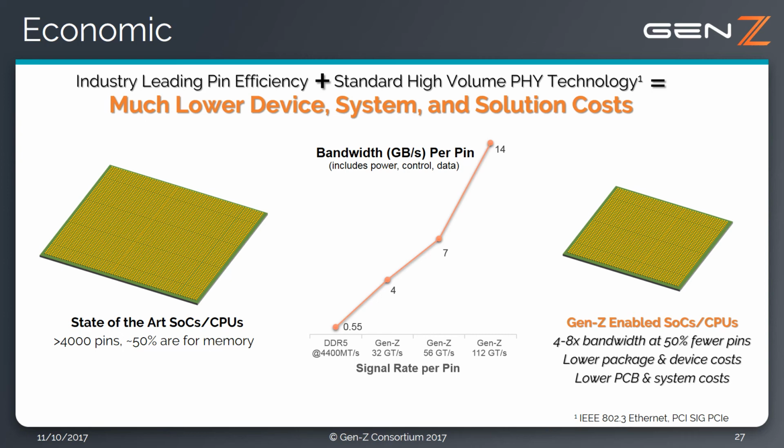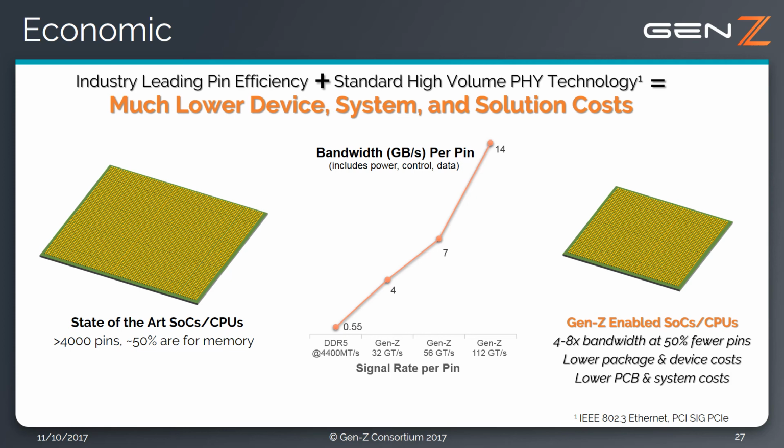This is a state-of-the-art CPU, GPU, or system on a chip with 8 DDR memory channels and upwards of 64 or more PCI Express lanes. You're looking at a device with well over 4,000 pins. 50% of those pins are just for the DDR memory channels, including power, ground, control, and data pins.